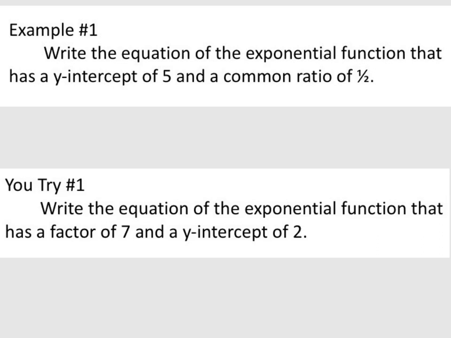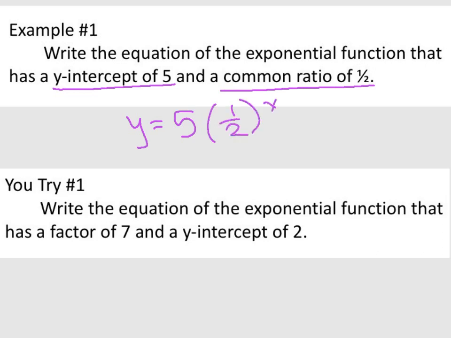Write the equation of the exponential function that has a y-intercept of 5 and a common ratio of 1/2. This is a pretty straightforward description. Y equals, we always put our y-intercept first, which it tells me that's 5. And our common ratio is 1/2, which always goes second, with an exponent of x. Why don't you pause the video and try this first you-try question.